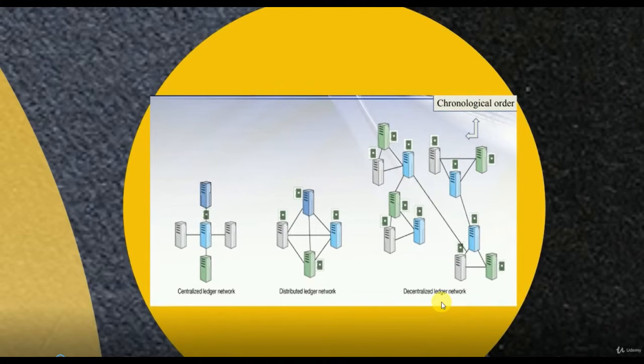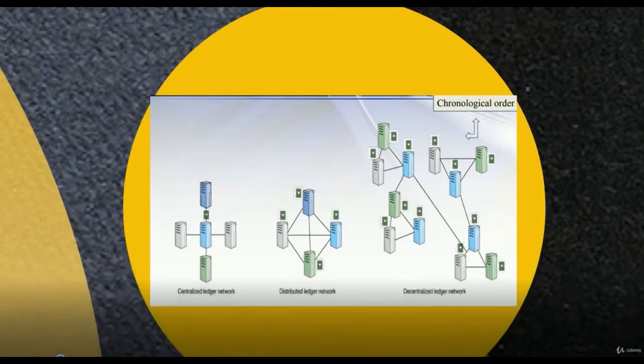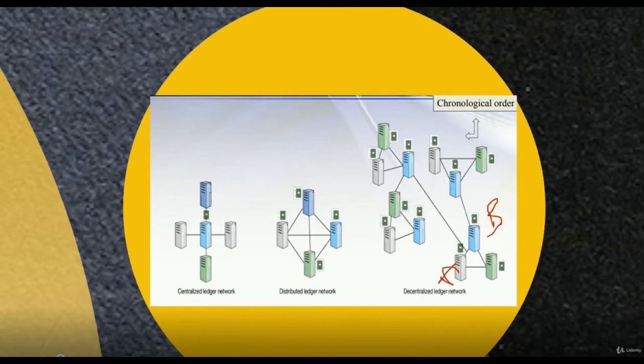Another important concept is that everything is in chronological order. What do I mean by chronological order? Let me explain. Suppose this is node A and this is node B. Whatever transactions are done, node A sends to node B, then node C, then node D. So your transactions will be stored in chronological order. That is the major advantage of the decentralized server.